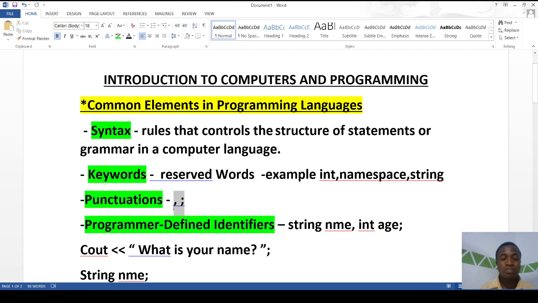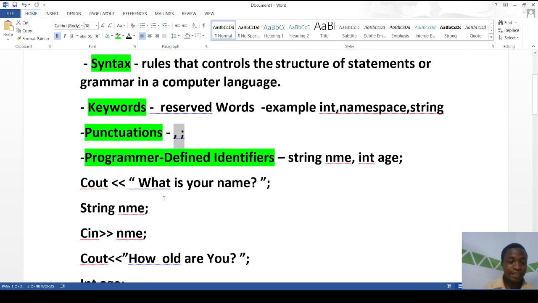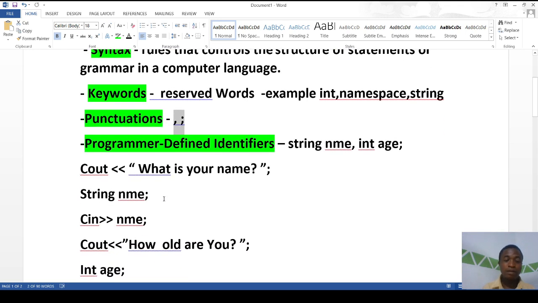And then when we talk about the punctuation, these are the symbols that we use to terminate our project, to tell the software that okay, we are ending our statement, or full stop, so we are moving on, or we want you to separate this information for me. So that is where we use these two symbols. So with punctuation there is not much. The main problem is about the programmer defined identifier.